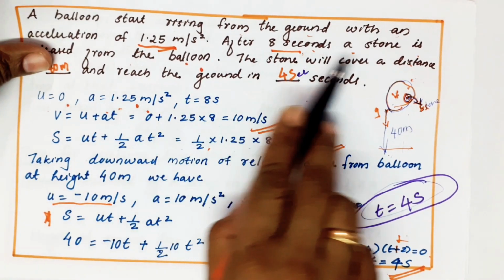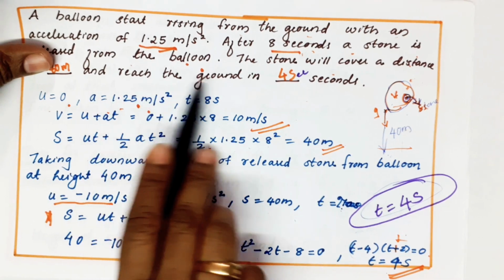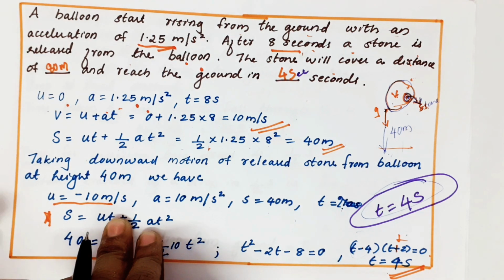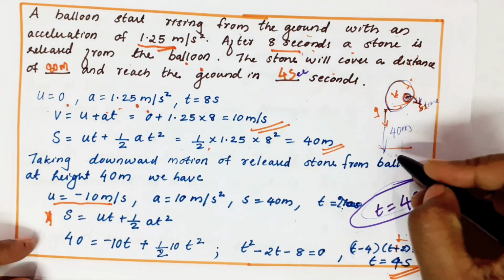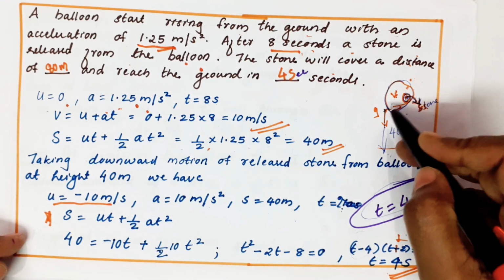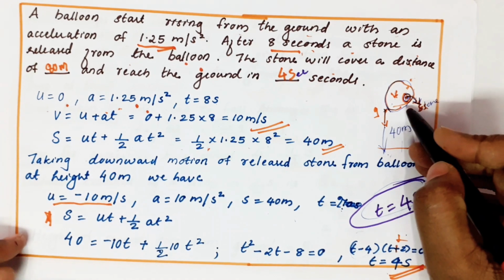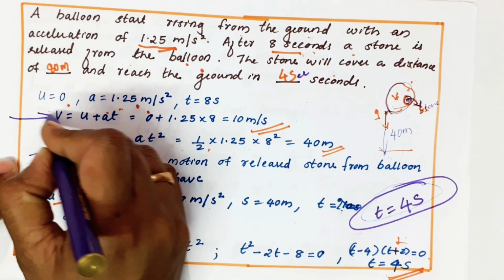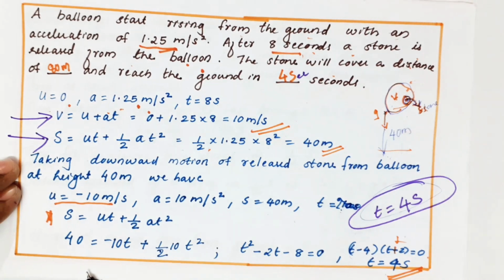So I have taken here the stone will cover a distance of 80 meter and reach the ground in 4 seconds. So what all things we are doing here? First, a balloon is going up. So you should calculate after 8 seconds what is the velocity of the balloon. Then you should calculate what is the distance traveled by the balloon. What is the velocity of the balloon? What is the distance traveled by the balloon?